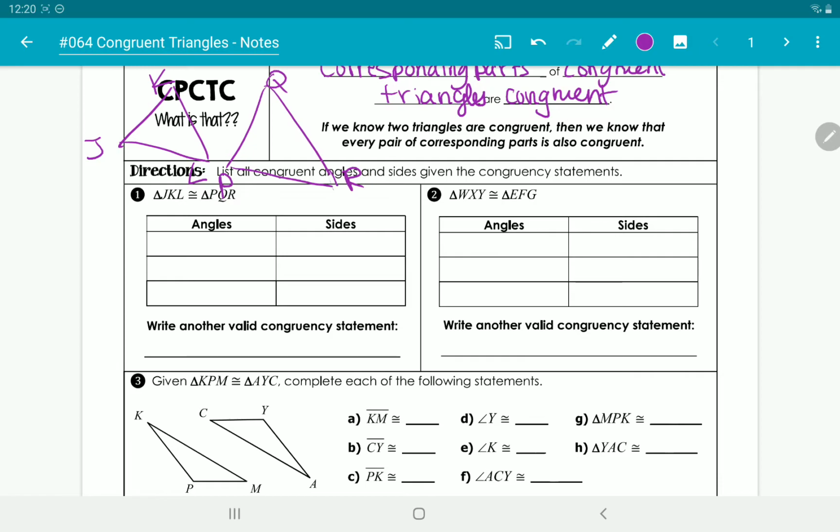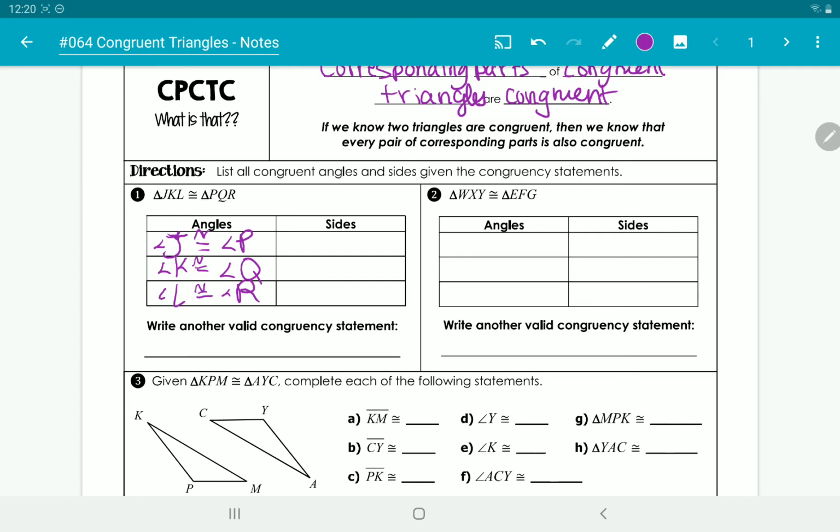Okay, so we are looking at the way that it is labeled. So the first letter, so this angle J, is going to be congruent, since it's the first one, to angle P, the first one. Okay, second one, angle K, is going to be congruent to the second angle in the next one. Okay, third is going to be congruent to the third one. Okay, so you can do it like that. Again, if you're wanting to draw the triangles, that's how you do it. And then you mark the sides as well.